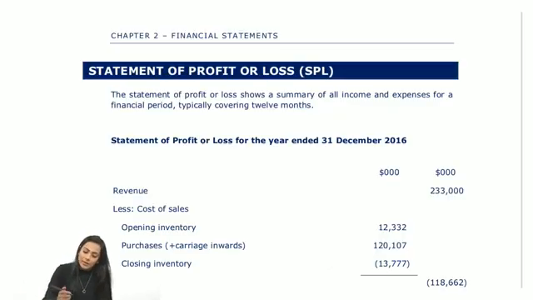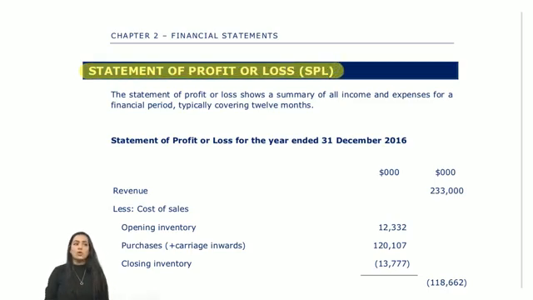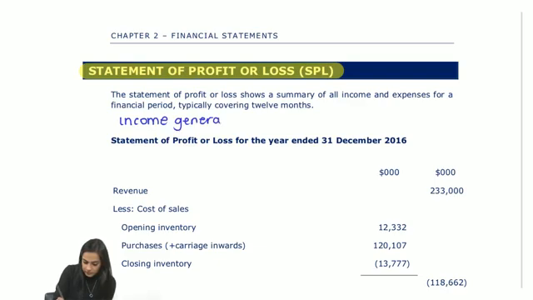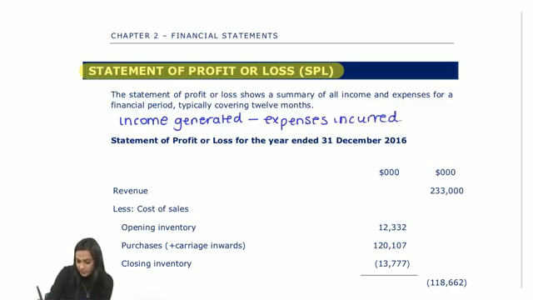So we'll start off with the statement of profit or loss, or the SPL. This statement shows all the income generated by a company minus expenses incurred. All right, so it shows all the income minus all the expenses.